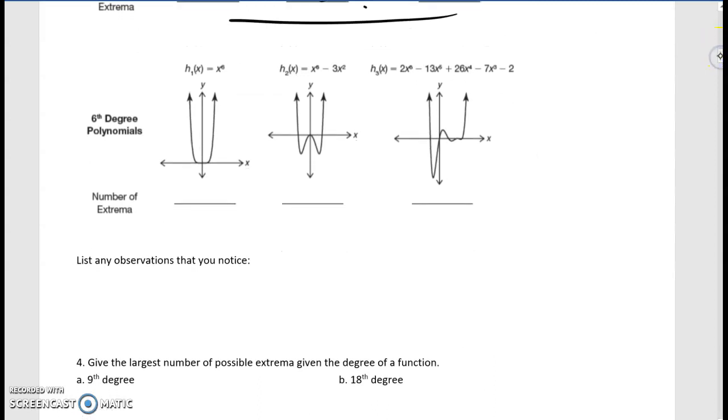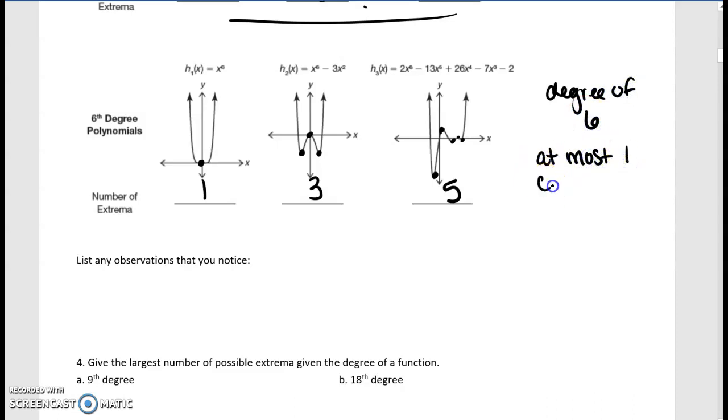All right, so 6th degree. The most I'm thinking I'm going to have is 5 for any of them. If I look at this one, I've got 1. This one I've got 2 mins and 1 max, so 3. This one, 1, 2, 3, 4. That one's hard to tell, but it's 5. Right, so this one was degree of 6, and the most I had was 5 turns. At most I can have 5 turns.